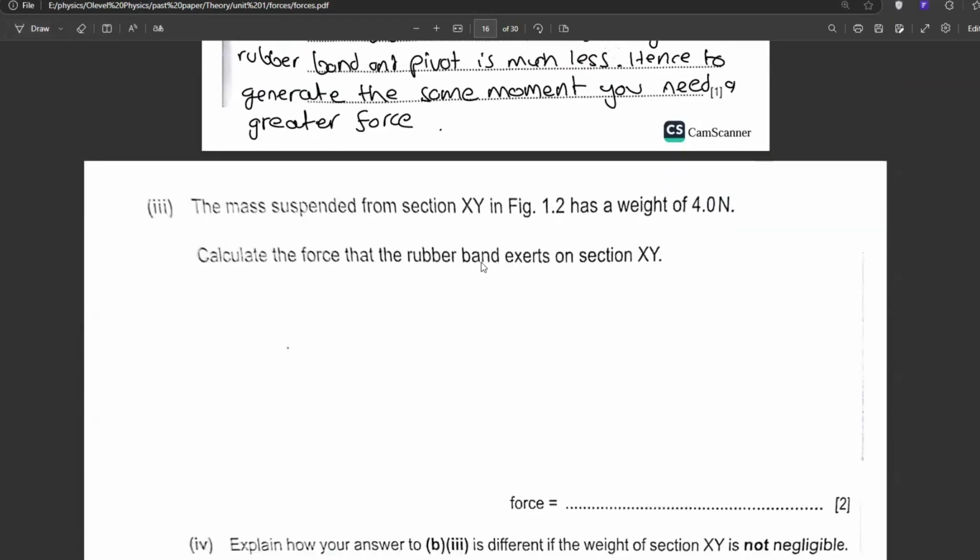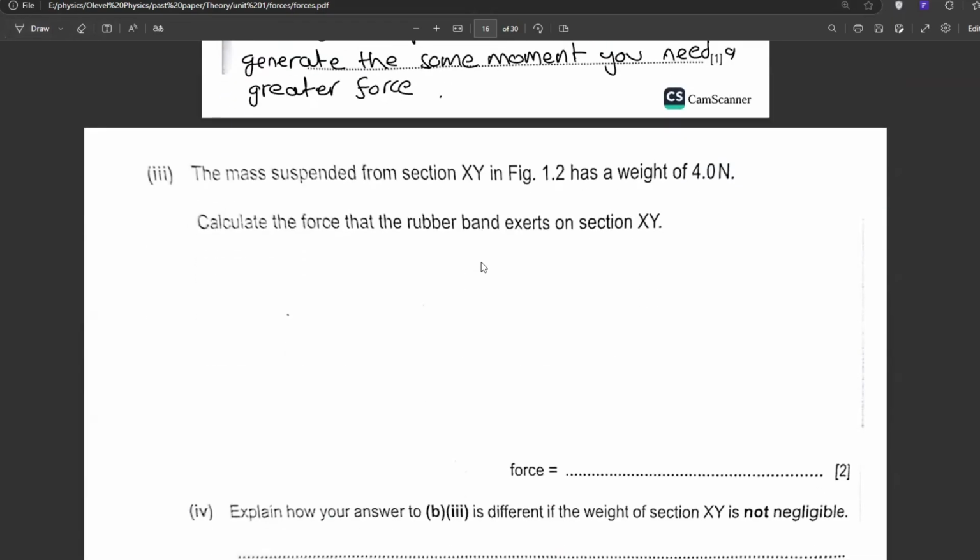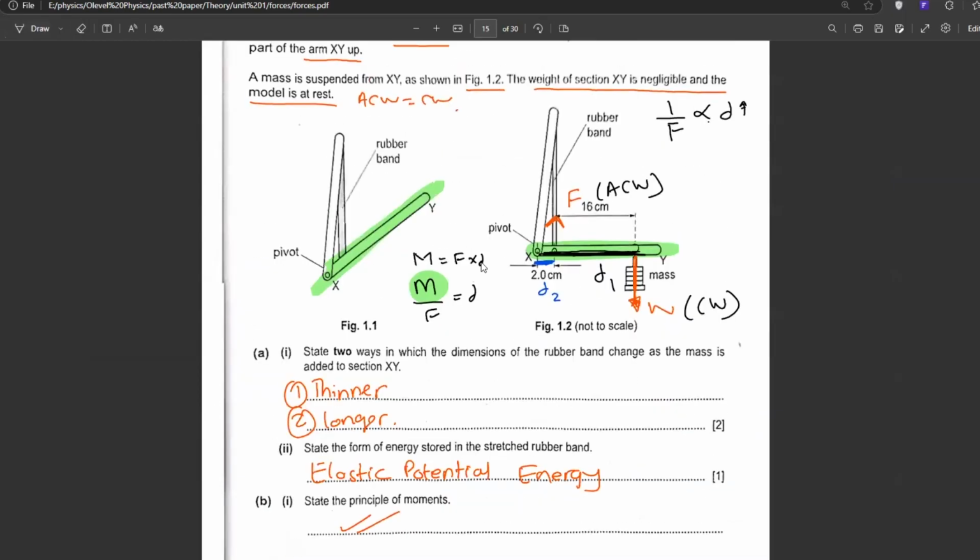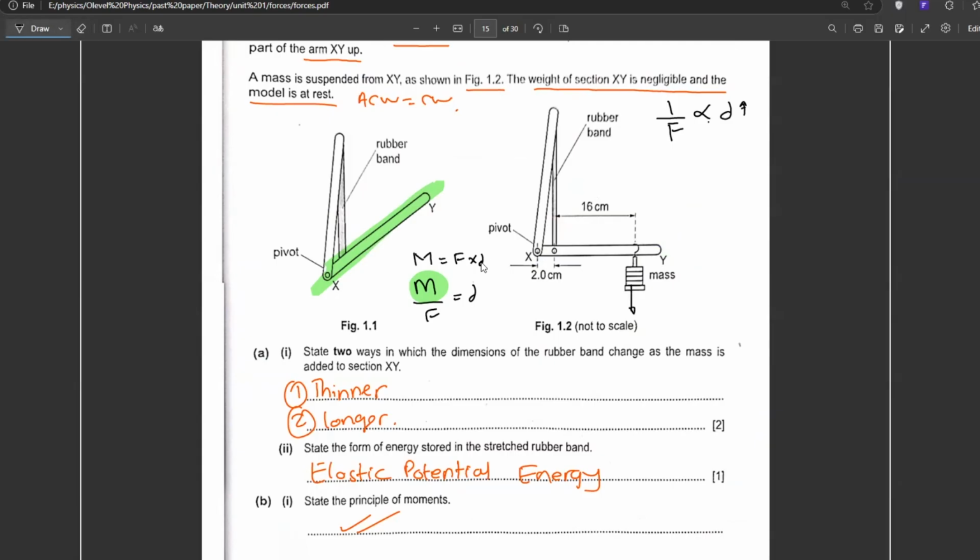The mass suspended from XY section in figure 1.2 has a weight of 4 Newton. Calculate the force that the rubber band exerts on XY. So this is easy now. We have already studied this. So if you see, let me clean this up. This mass has a weight of 4 Newton and this will cause which type of a moment? This will cause clockwise moment. This rubber band has a force F upwards.